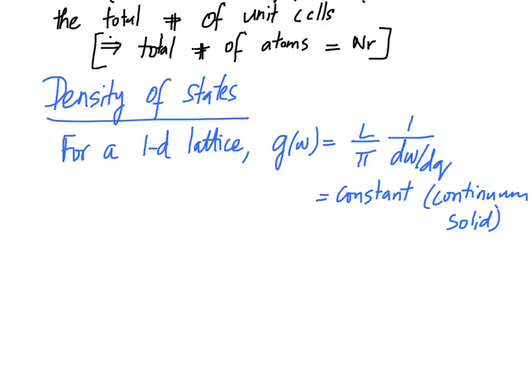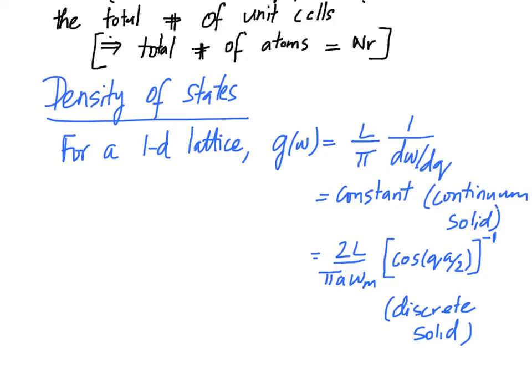So g of omega is our density of states. It's equal to L over pi times 1 over d omega dq, which works out to be a constant quantity for a continuum solid. The question is, when we put the atoms in for a discrete solid, whether the density of states will be a constant even for a 1D situation. It turns out that it is not a constant, and let's see what the answer is.